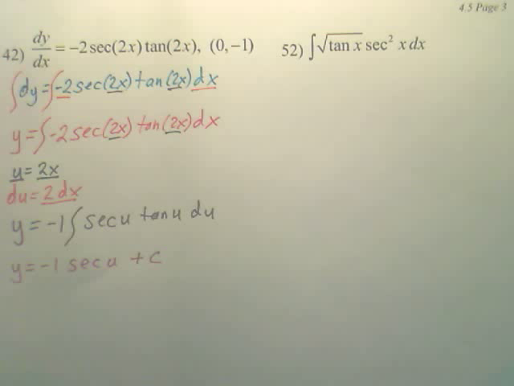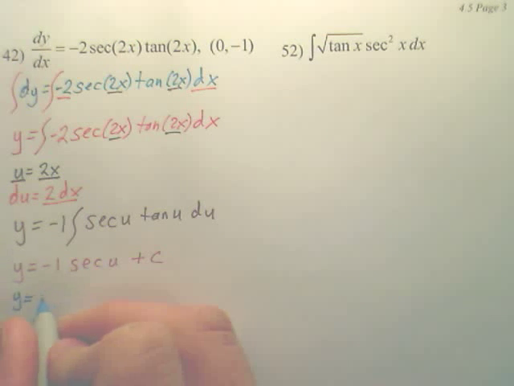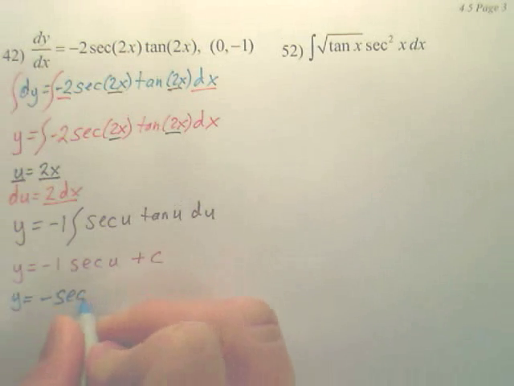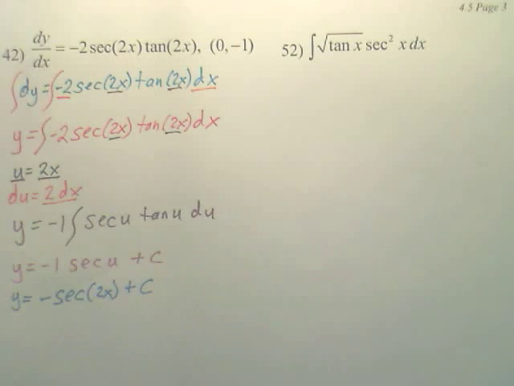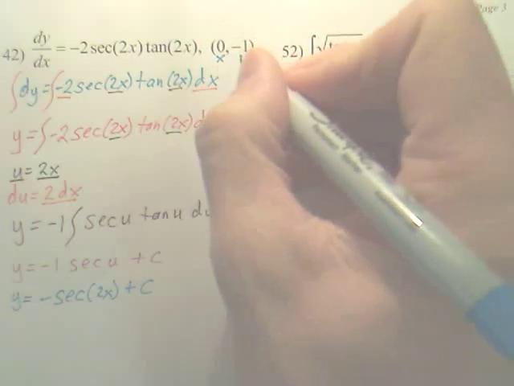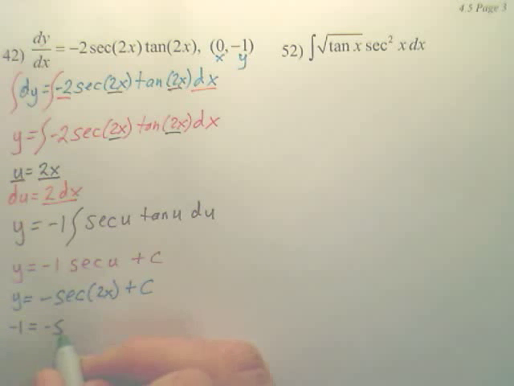I'm still not done. Plug u back in. As well, that still won't finish it completely. So the first step would be negative secant, and what was u? 2x plus c. And then we got to go back up here, get x and y, plug that back in. So it looks like what's y? y is negative 1. It was negative secant 2 times 0 plus c.